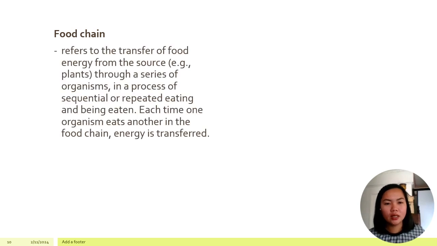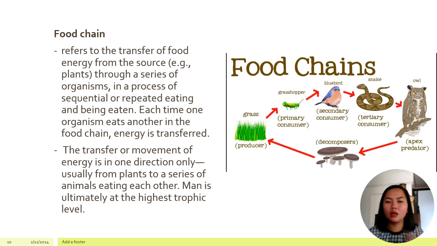Now, in food chain, I guess this is familiar to all of us. This is illustrated as you can see on your screens right now. Food chain refers to the transfer of food energy from the source, which are usually the plants, the producers, through a series of organisms in a process of sequential, meaning sunod-sunod, or repeated eating and being eaten. So each time one organism eats another in the food chain, energy is transferred.